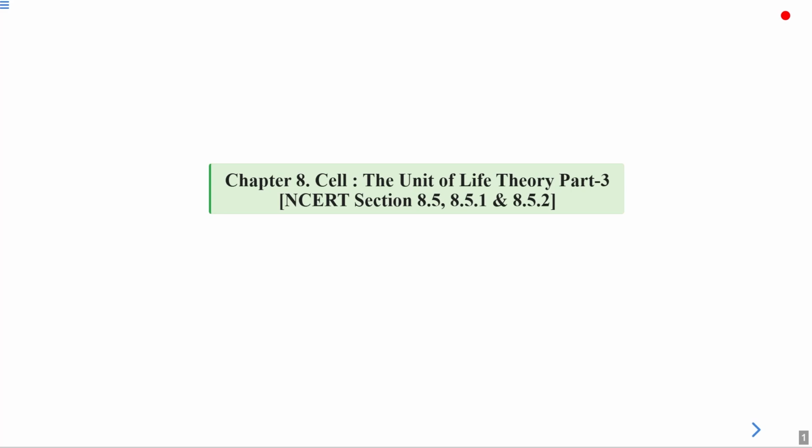Hello everyone and welcome to today's session, and today we'll be discussing the theory related to the chapter Cell, the Unit of Life. In this session we'll be discussing NCERT section 8.5 and this is the part 3 of the lecture.